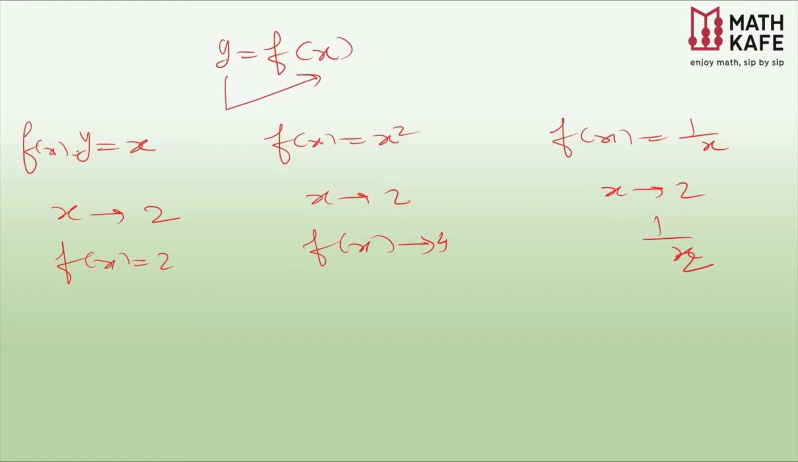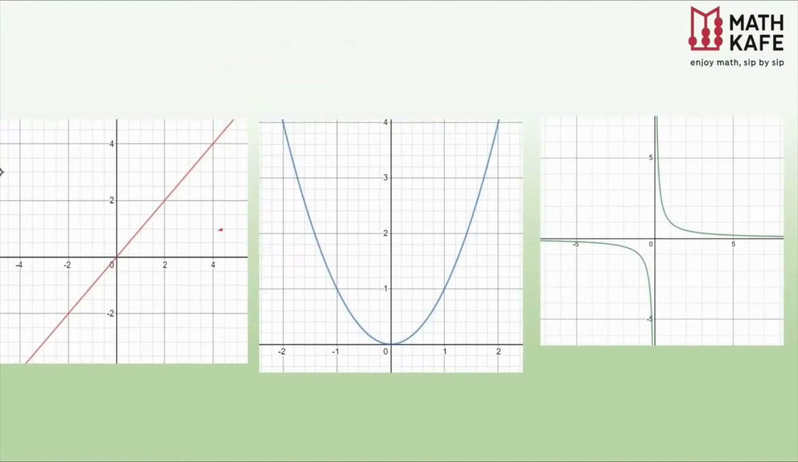If you draw a graph, it is very easy to picturize and you can see it visually. See the graph here. When x approaches 2, the y value is coming to 2. And here when x is equal to 2, the value is coming to y equals 2. And here when x is equal to 2, this is becoming half.